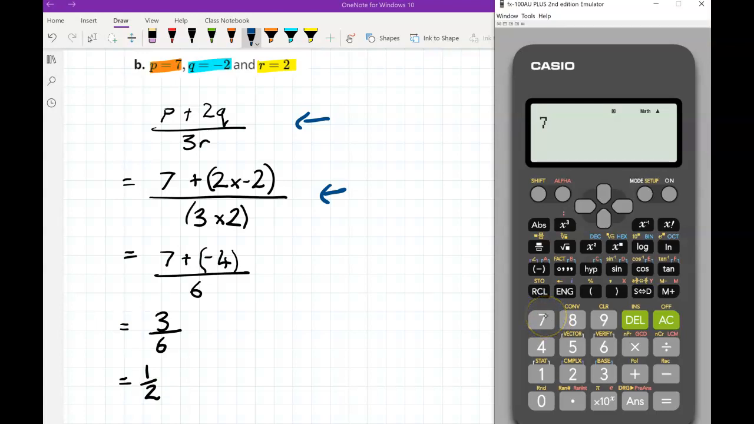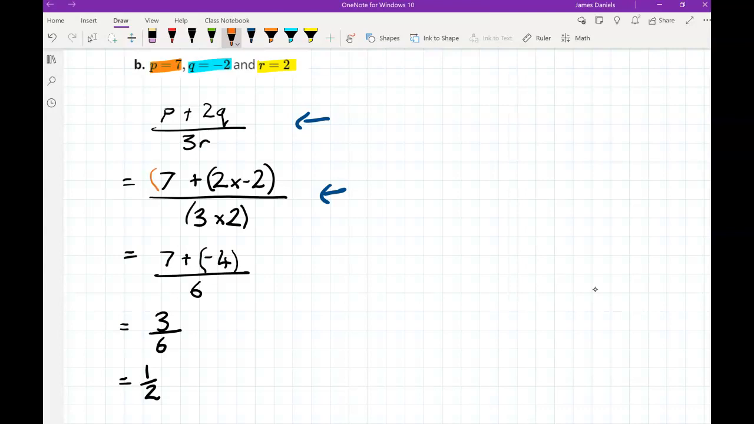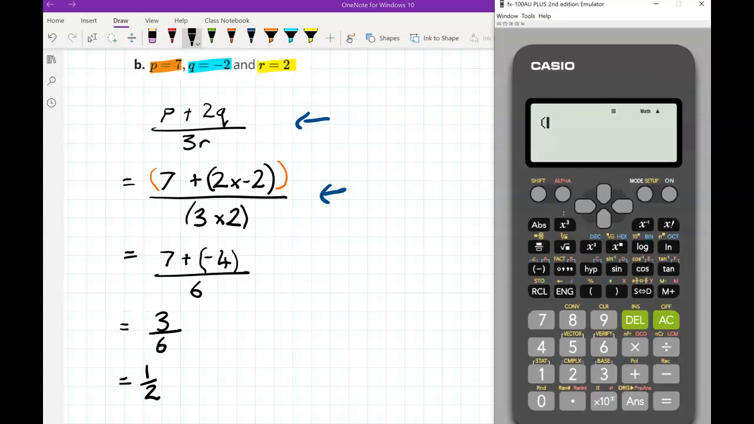We have 7 plus bracket. Actually, I'm going to go back, and I'm going to put a big bracket around. I'm going to keep everything on this top line together before I use my fraction line and include everything on the bottom line. Grouping things together is a great way of not making errors. 7 plus, and I can just use another set of brackets, 2 times, now use the minus button, 2 times minus 2, close, and I'll close it again.